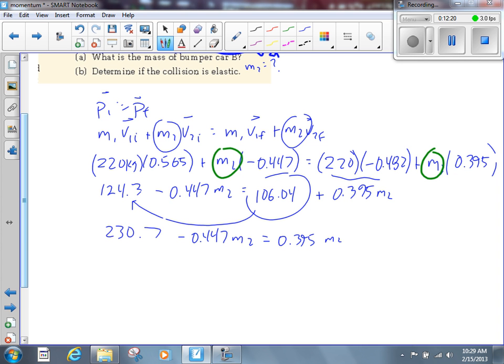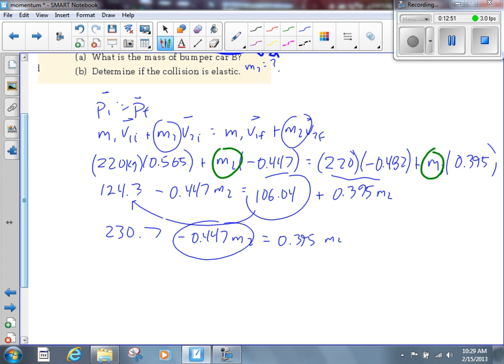We've combined the terms that don't have an m with them. Now we've got to combine the terms that do have an m with them. Answer this question for me, please. What's 3 plus 4? 7. What's 3 apples plus 4 apples? 7 apples. What's 3x plus 4x? 7x. What's 3m plus 4m? 7m. What's 0.447m plus 0.395m?